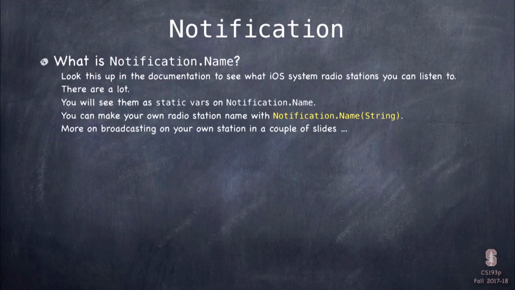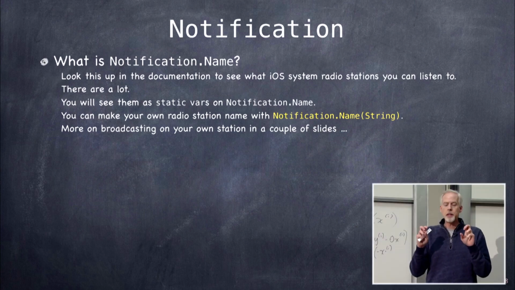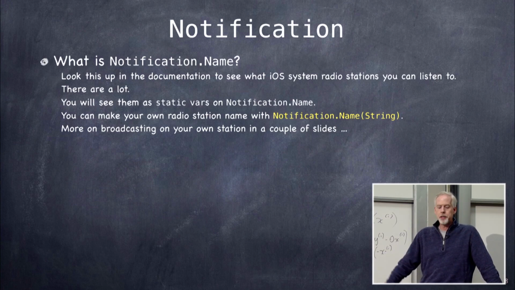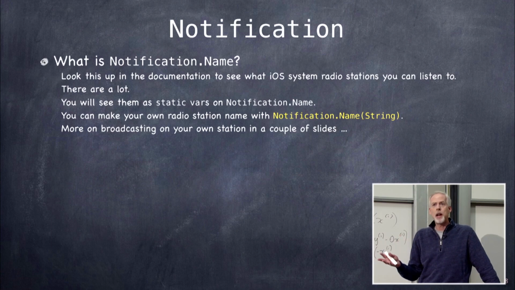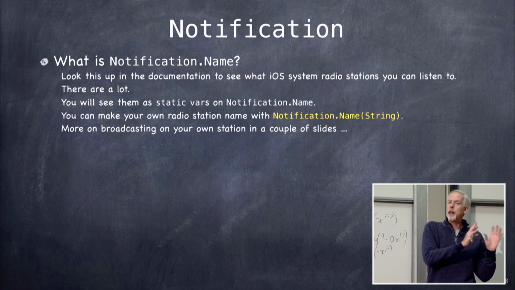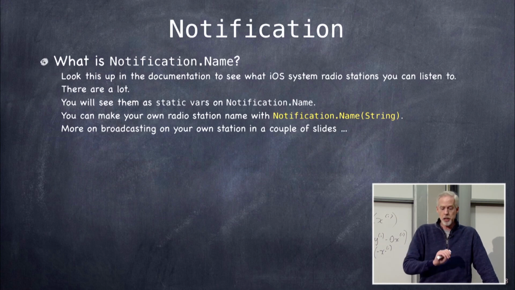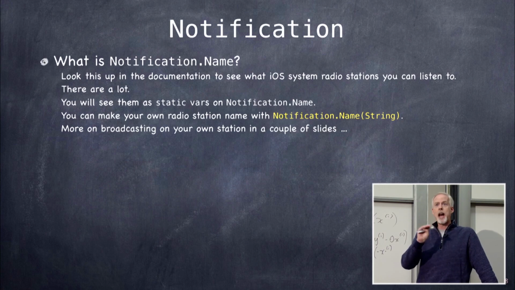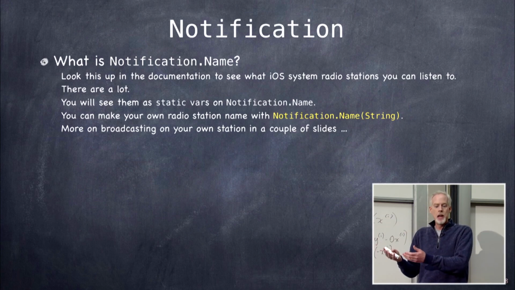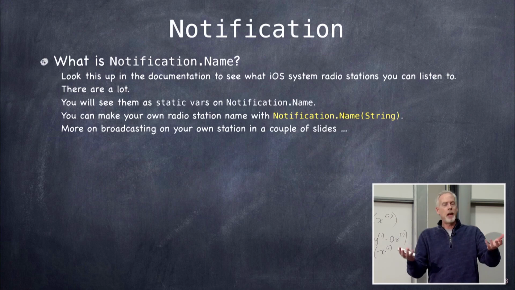Quickly on Notification.Name. All the notification names are collected as static lets, little static let constants in the Notification.Name struct. By the way, you'll often see it called NSNotification.Name. That's the same thing. They're literally type aliased to each other. In the Swift world, we would call it Notification, and in the Objective-C world, NSNotification.Name, fine. They're the same exact thing. And again, if you want to create your own radio station, I recommend creating an extension to Notification.Name and adding your own static let, which is your thing equals Notification.Name of some string, any string you want. That way you'll be collected in exactly the same kind of API realm as all the other notification names. And you'll see that when we do the demo.